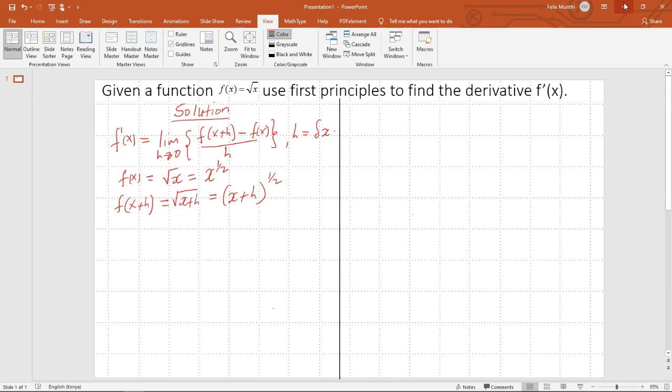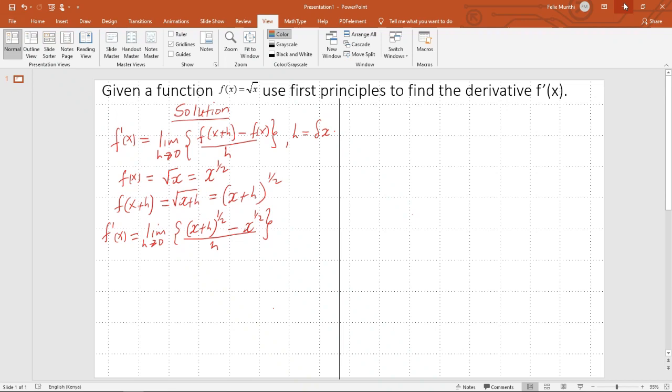Okay, so what do we have? F prime of x is given now by the limit as h tends to 0 of, what do we have here? F of x plus h is given by x plus h power half, then minus, what is f of x? F of x is x power half, all of this over h. Okay, that's what we have.